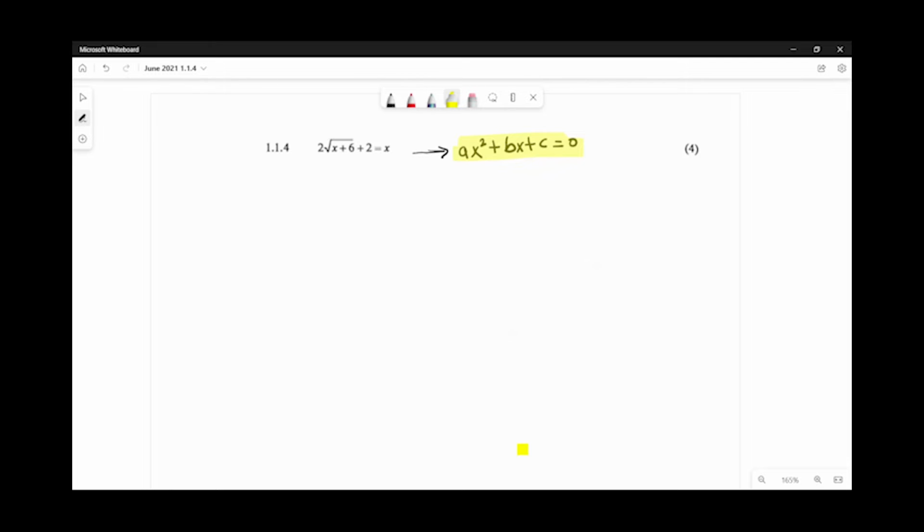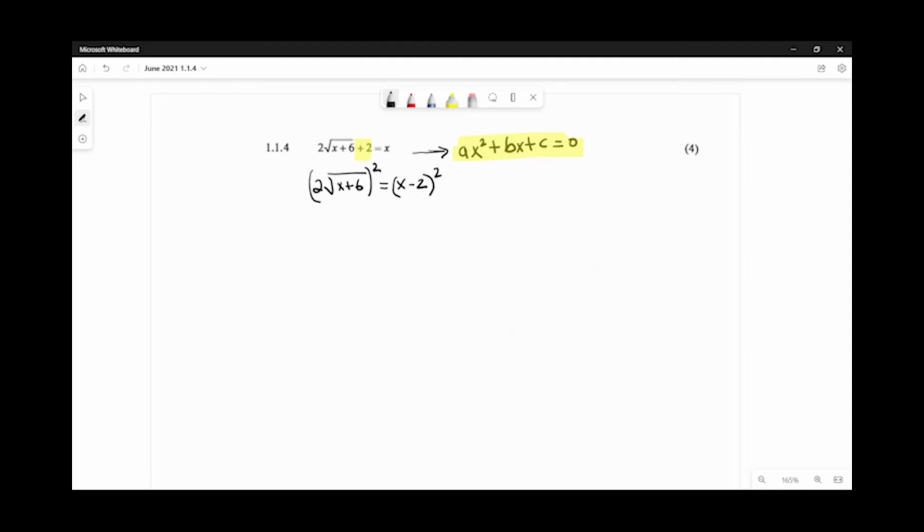So we need to use our algebra to change root x plus 6 plus 2 equals x into something that looks like ax squared plus bx plus c equals 0. And to do that, we're going to first move this 2 to the right hand side before we start squaring things. So we're going to have 2 square root of x plus 6 equals x minus 2, right? And then now we can square both sides.